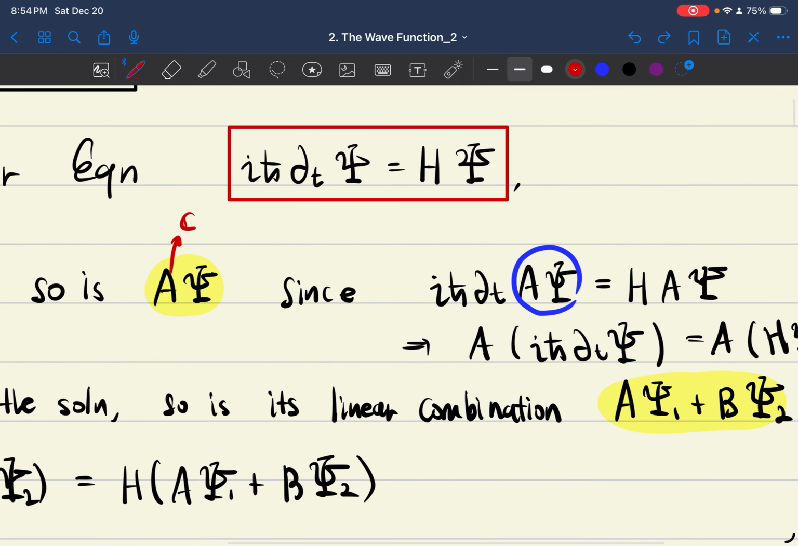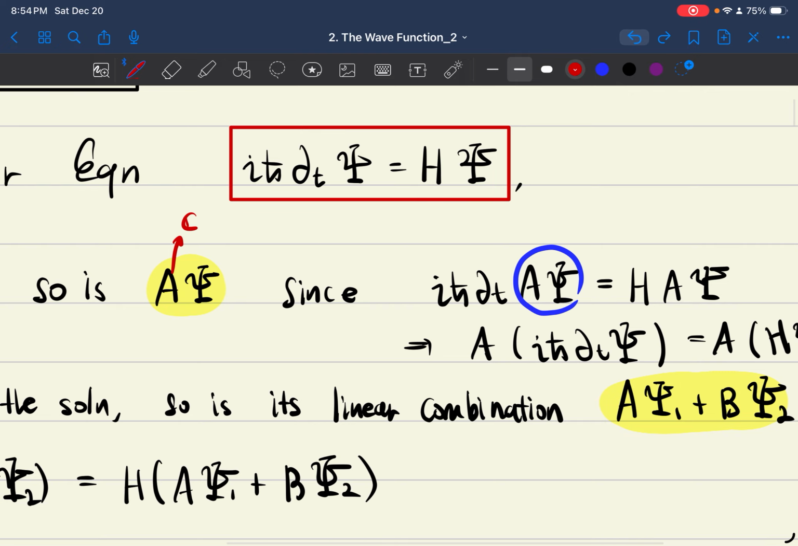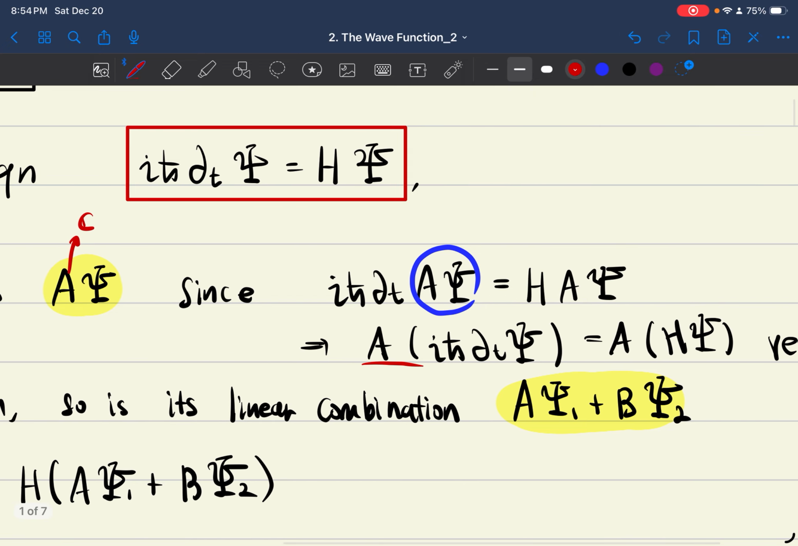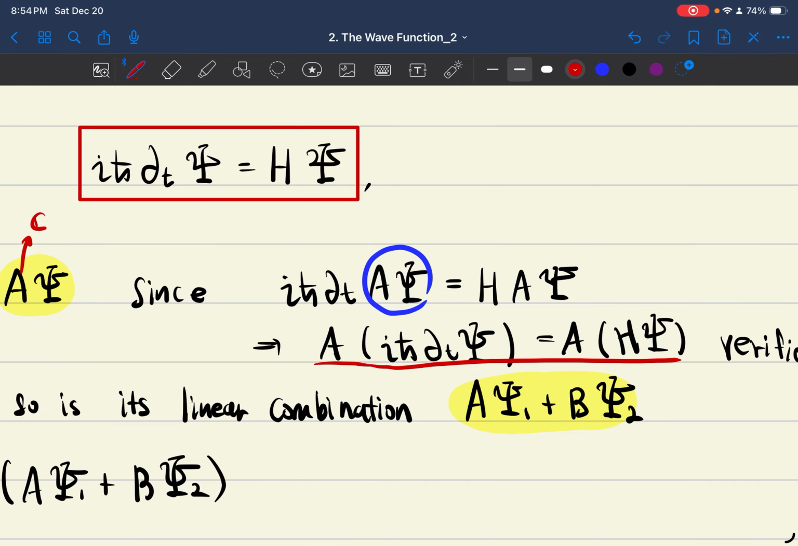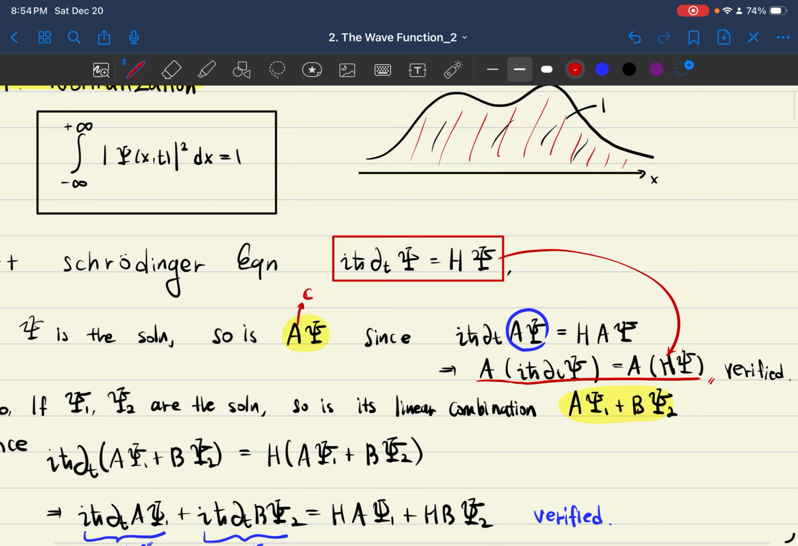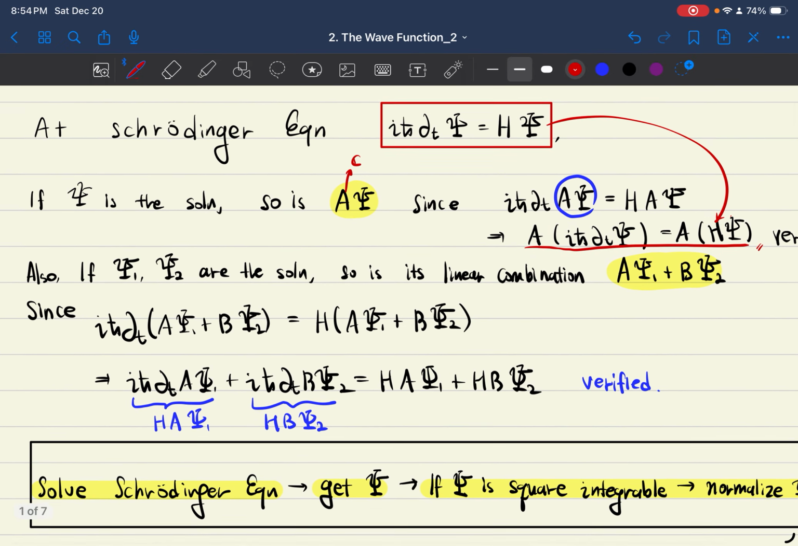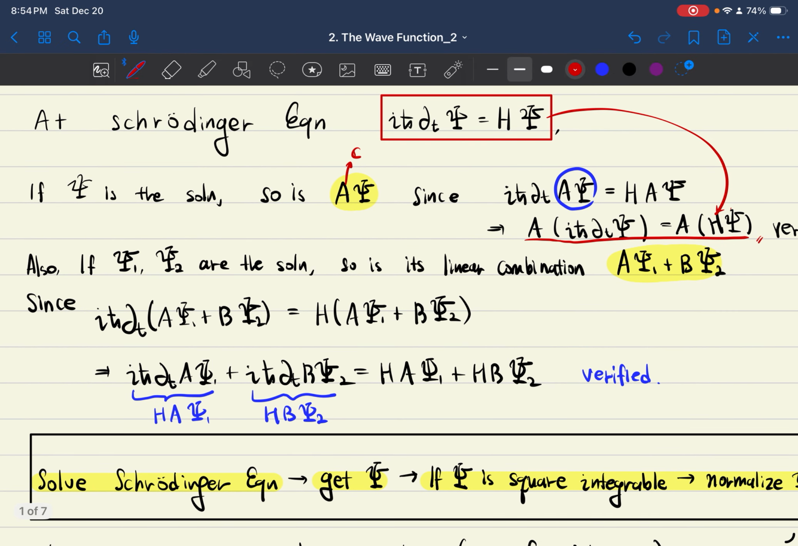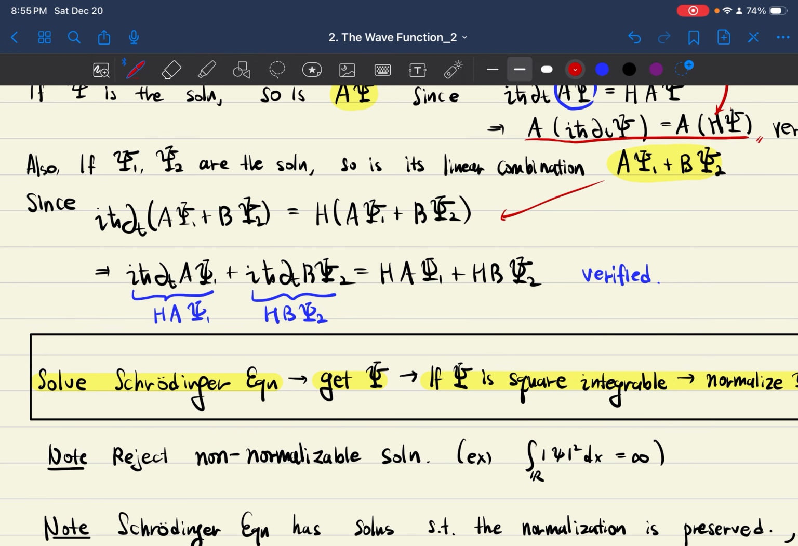Since if we plug this in, we get exactly the same form of the Schrödinger equation. So verified. Also, if ψ1 and ψ2 are solutions, so is a linear combination, aψ1 plus bψ2. You can check very easily. Just plug in.